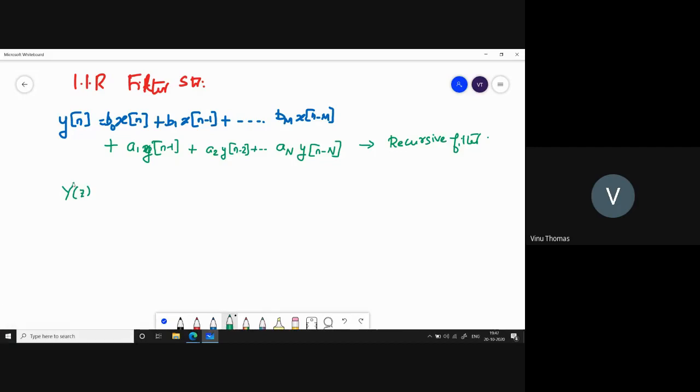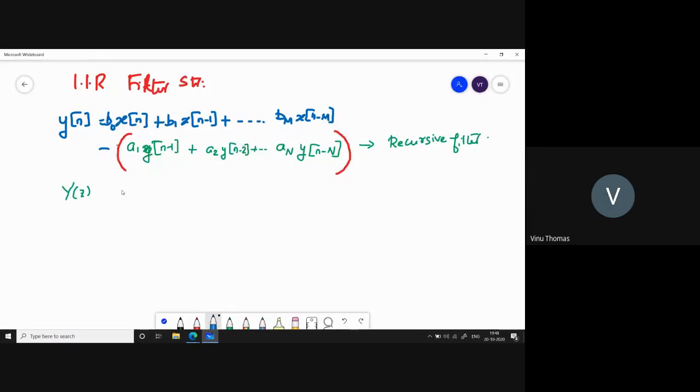Okay, so I should have put a negative sign. So what I will do is I will put a bracket here, and put a negative sign here. So this is a negative sign. So minus. So the coefficients a1, a2, etc. are taken with a negative sign. So that's the only difference.